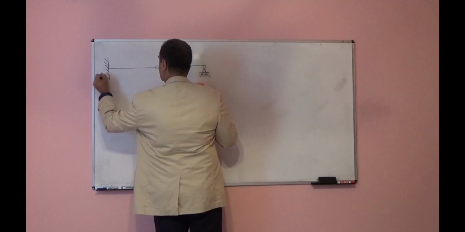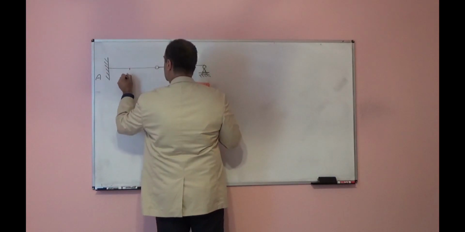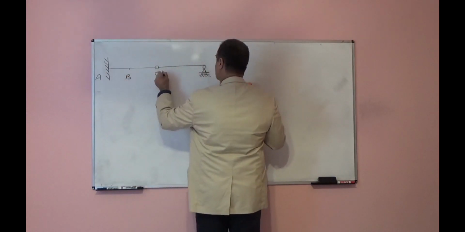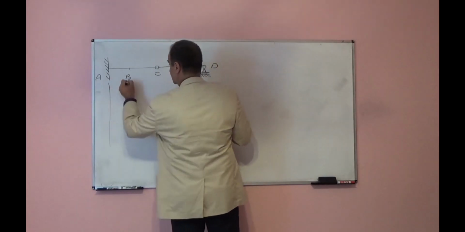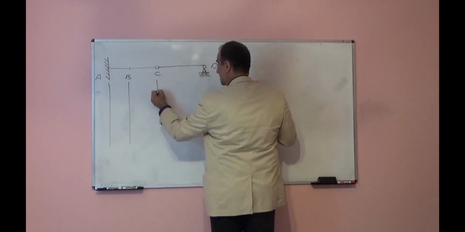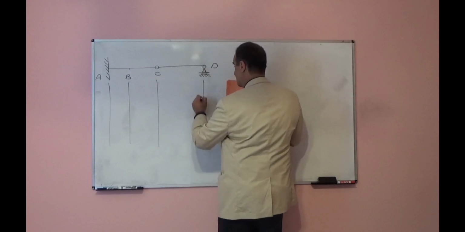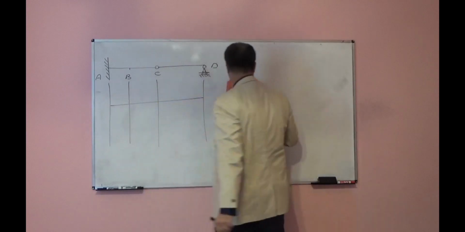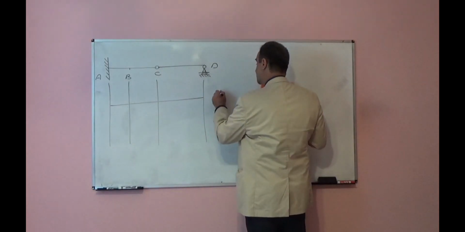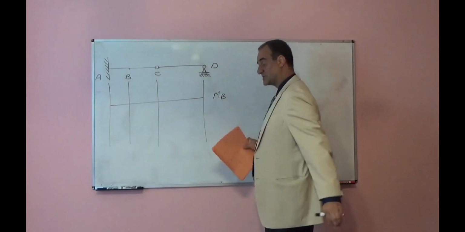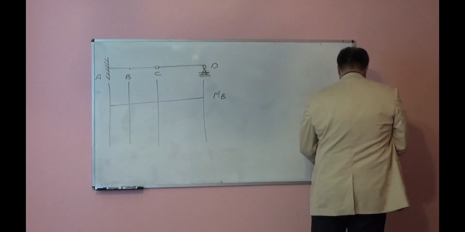Point A, B, C, D. We want to draw influence line for moment at point B. Influence line at point B.